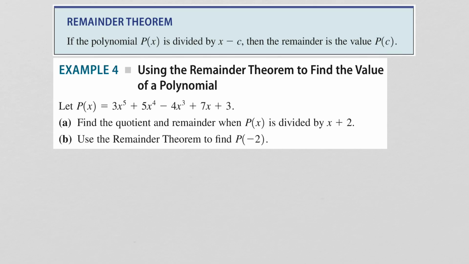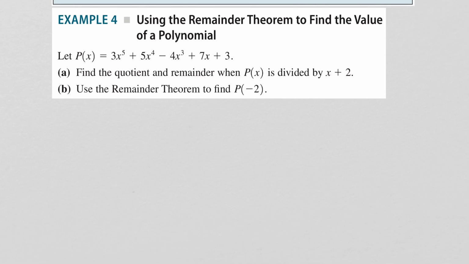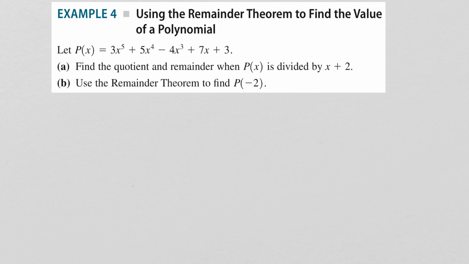Next, we have something called the remainder theorem. The remainder theorem says if a polynomial p of x is divided by x minus c, then the remainder is p of c. And in the next example, we want to use the remainder theorem to find the value of a polynomial. So here we have our p of x, and we want to find the quotient and remainder when p of x is divided by x plus 2. So let's use synthetic division to do this part.